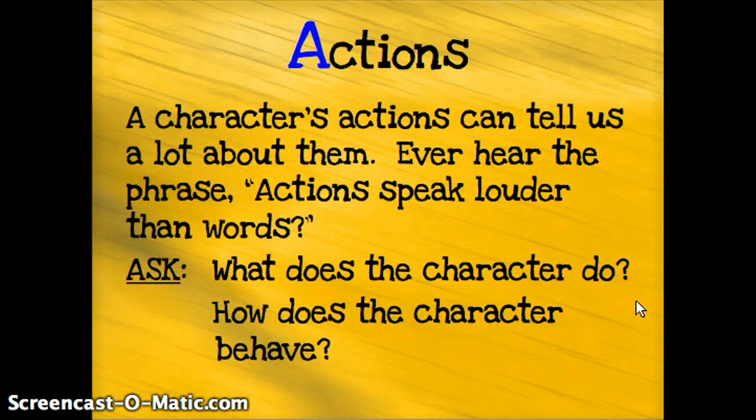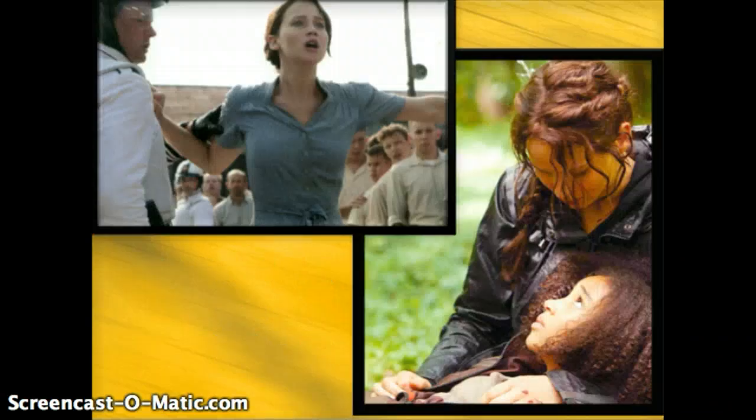Probably the biggest way that we learn about a character is through their actions. A character's actions can tell us a lot about them. And we've heard the phrase, actions speak louder than words. Sometimes what a character does and how they behave can reveal much about them. So those are the kinds of questions you ask yourself when you're reading. How do they behave? And what are they doing to provoke the action or to perpetuate the conflict in the story? We learned a lot about Katniss through her actions in this story.